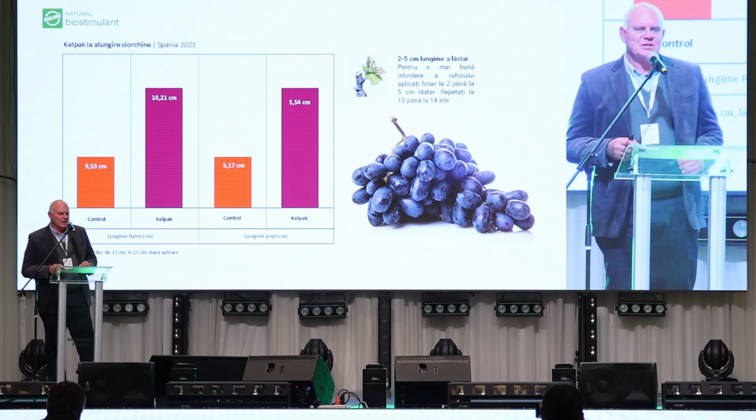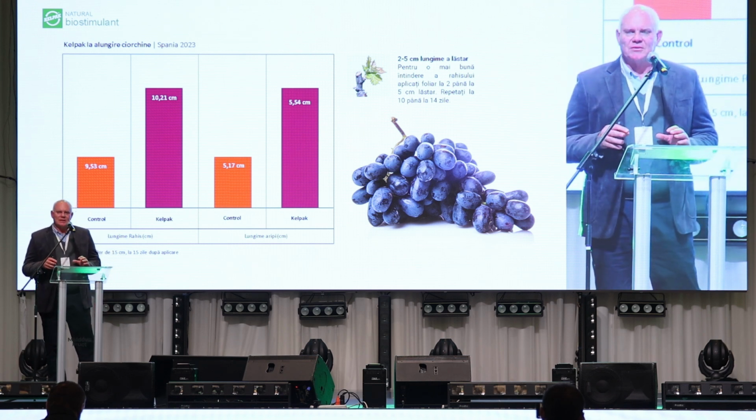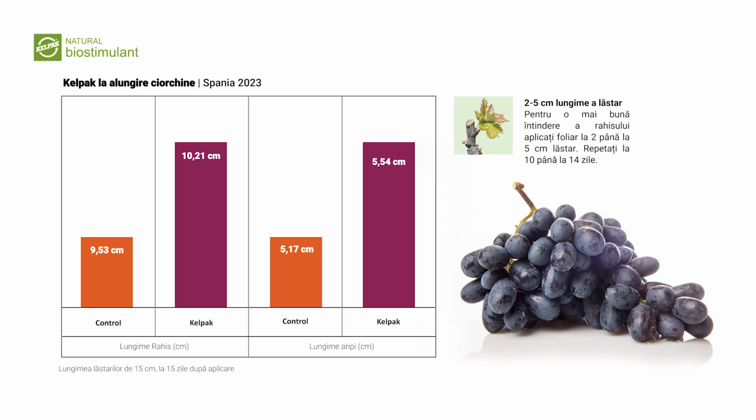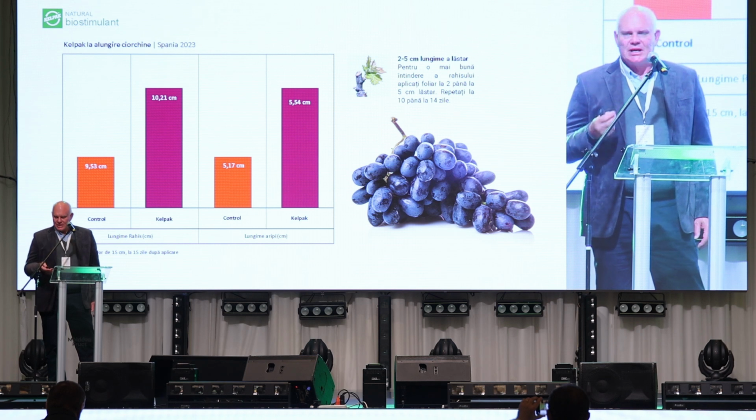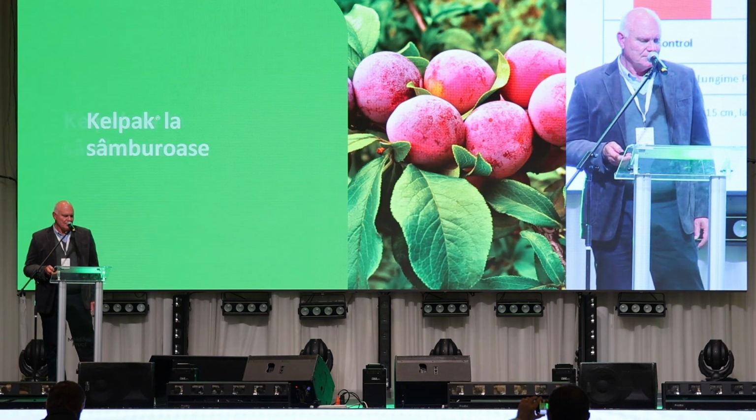Now, this is an interesting trial result. Here we applied Kelpak to table grapes at 2 to 5 centimeter shoot growth. And what we find with this is that the rachis of the bunch becomes elongated, and not only the length of the bunch, but also your shoulders, your side branches, actually show an elongation.